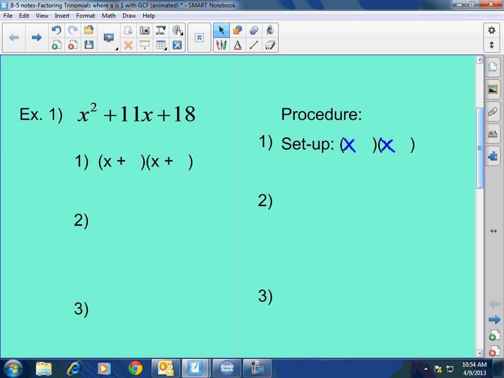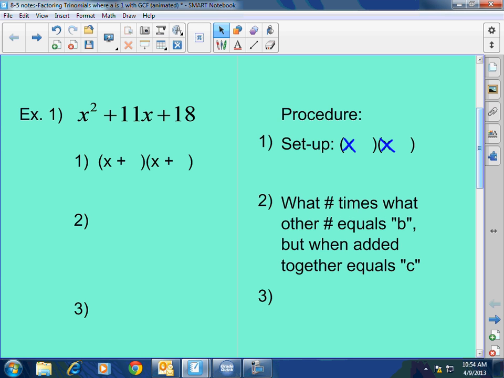Okay. Step 2. What number times what other number equals the c value, but when added together equals the b value? This is where your times tables comes into play.